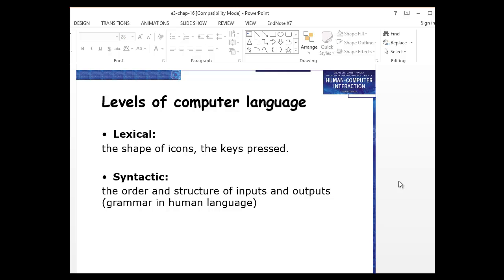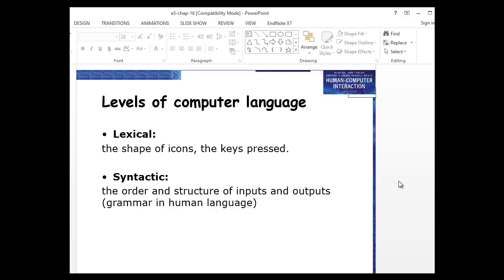Level of computer language. We just generically discussed on the very first slide the lexical, syntactic and semantic analysis. So here we will discuss it a bit deeply. The first one is the lexical level. What is this level responsible for? The shape of icons, the key we pressed, and shapes of icons. So lexical analysis or level is responsible for this work.